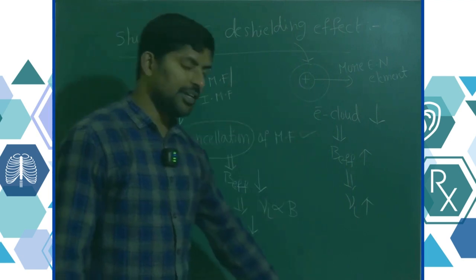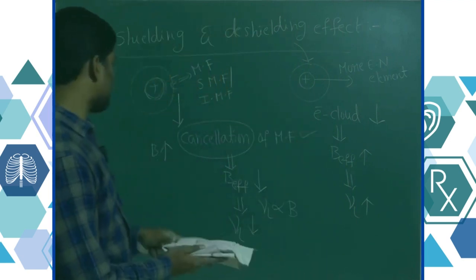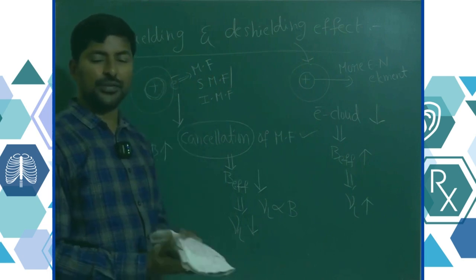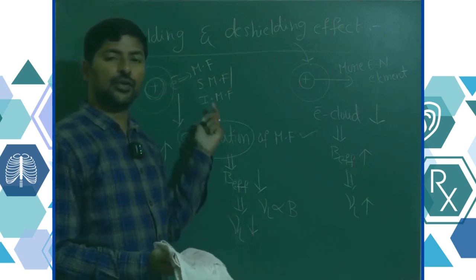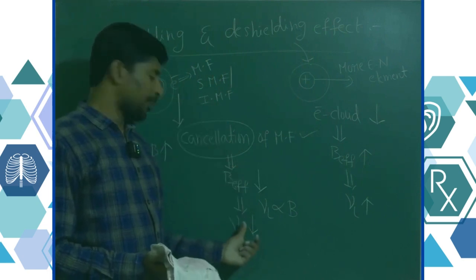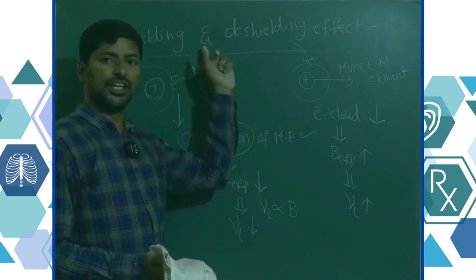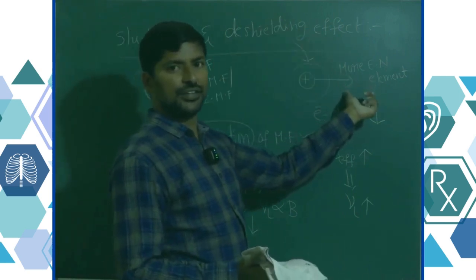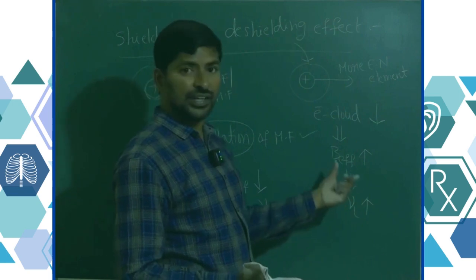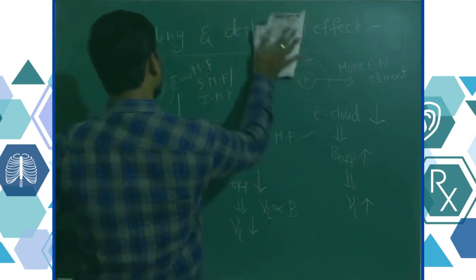Shielding and de-shielding effect, that is related to what? The electron cloud. Simply remember it like this: if the electron cloud increases, the precessional frequency decreases, that is the shielding effect. If the electron cloud decreases, then the precessional frequency increases, that is called the de-shielding effect.